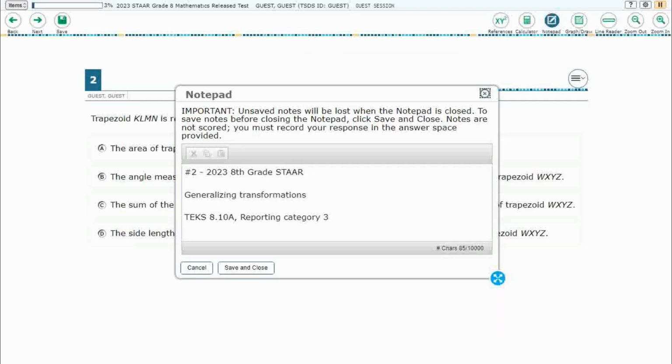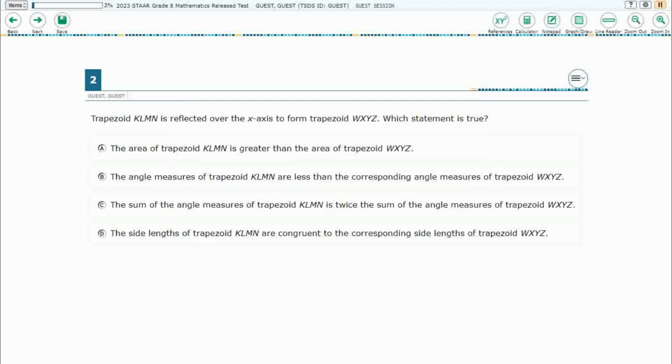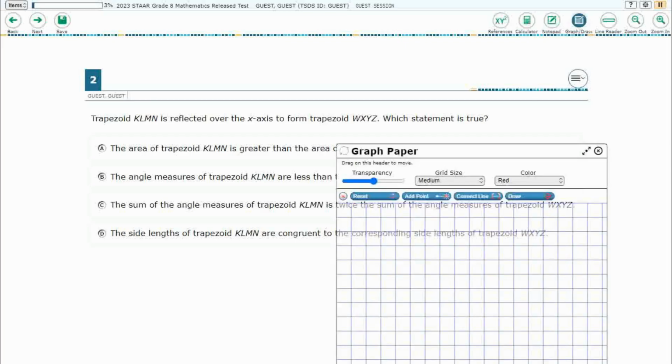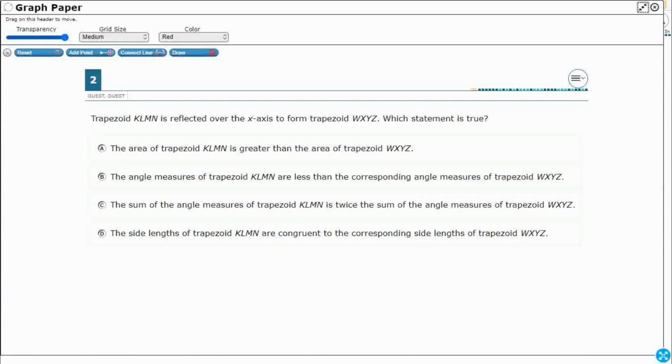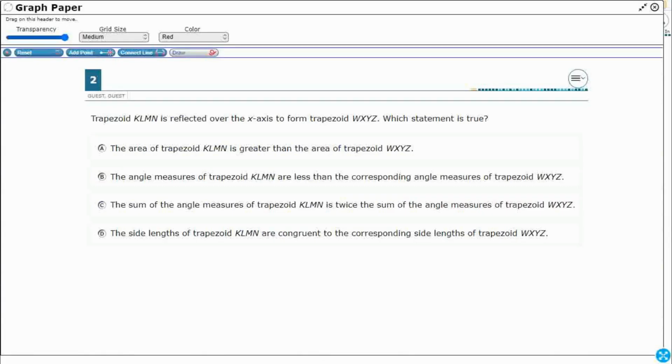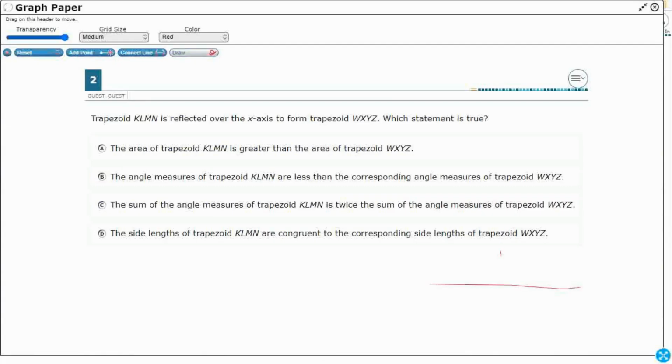Number 2, we are generalizing transformations. This is TEKS 8.10a, reporting category 3. And we have a trapezoid, we don't have a visual representation of it, but it simply states that it is reflected over the x-axis, and it's going to form a new trapezoid. So let's just draw that, right? Let's say we've got a coordinate grid here, and I'm going to just draw a trapezoid.